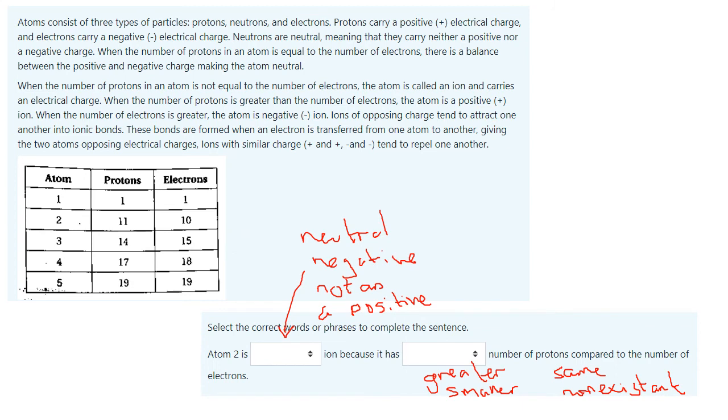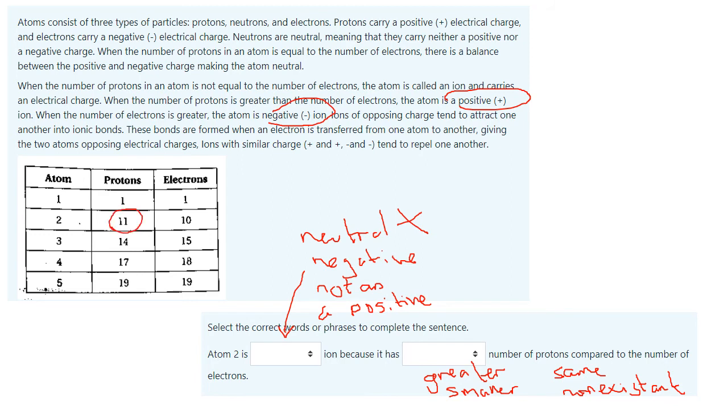Next question continues. I've just written the options here this time so you can see. Atom 2 is a neutral ion. Well, ions are either positive or they are negative. It cannot be neutral. If it's neutral, then it's just an atom, not an ion. But let's look at atom 2.